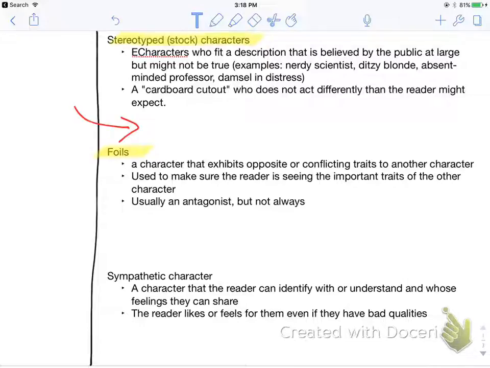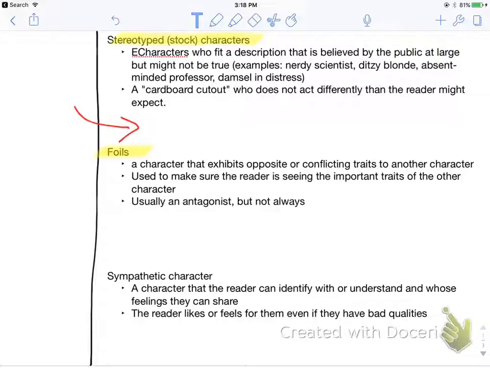Okay, this isn't like aluminum foil, but a foil is a character that exhibits opposite or conflicting traits to another character in the story. Most of the time, an author is going to use this to make sure that the reader really understands the important traits of one character. So in order to do that, they take a different character who is their complete opposite or something that conflicts with them and kind of put these two characters up next to each other. And then the traits of one help to emphasize the traits of another.